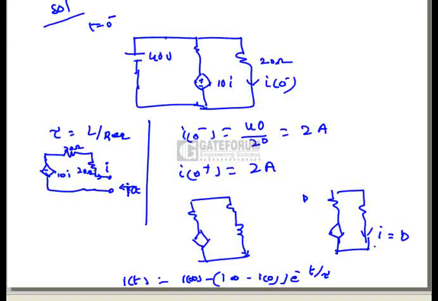Now if you observe the network from the inductor terminals, we have to find the resistance. Here this is a dependent source, so we can't short circuit it. Generally, the procedure for finding the resistance between any terminals is to kill the sources. Killing the sources means we short circuit the voltage source and open circuit the current source. That is the procedure. But here we don't short circuit this source because it is a dependent source.